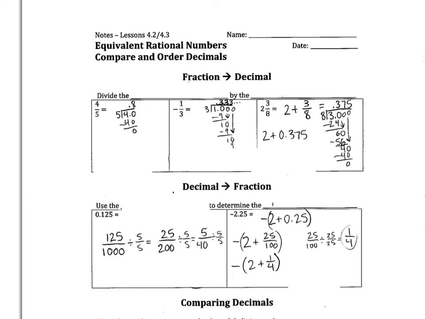Math 7, Lesson 4.2 and 4.3. This is equivalent rational numbers and comparing and ordering decimals.